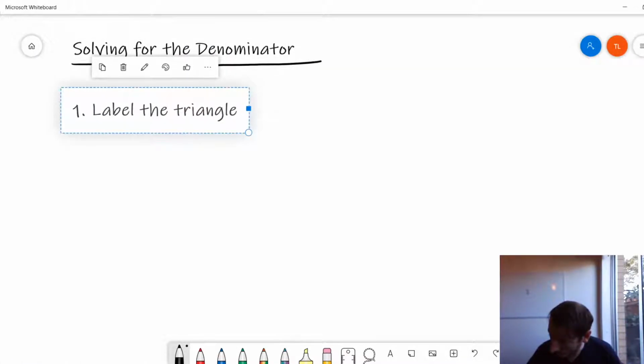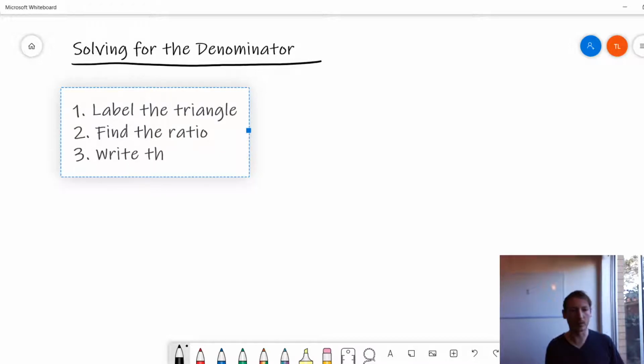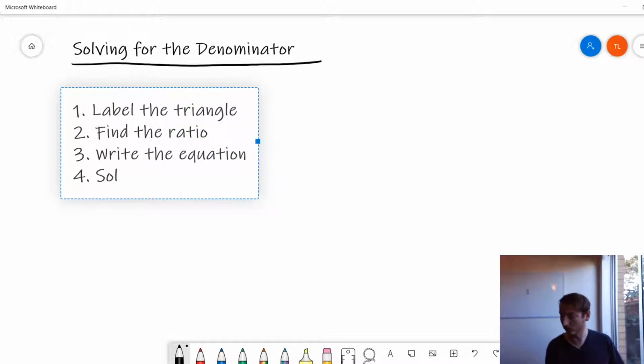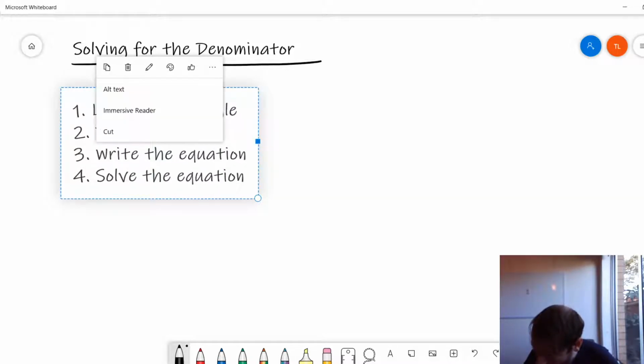So step 1 was label the triangle. Step 2 was find the ratio, so we're using sine, cos, or tan. Number 3 was write the equation. And lastly, number 4 was solve the equation. So we're going to do all those 4 things again.